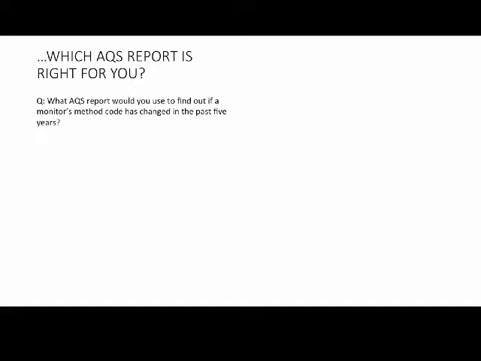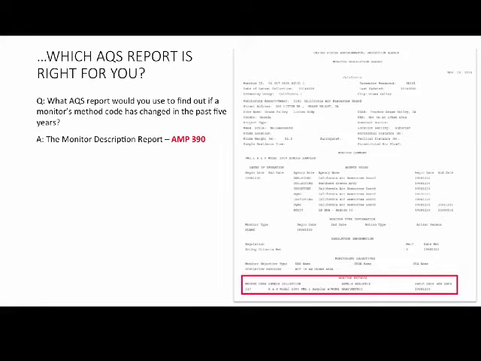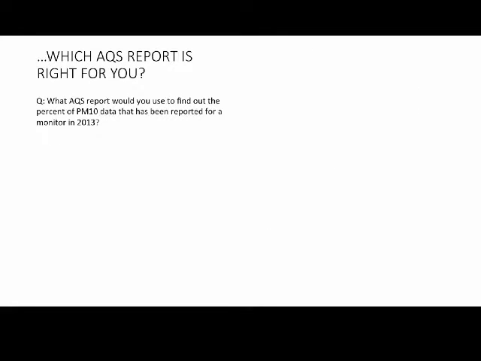Let's try to figure out which report would be used in a couple of different scenarios. So let's say that you have an incorrect method code. Where would you go to find out what method code is being used for that monitor? What kind of AQS report would you use? Anyone want to take a guess? I heard monitor description report. Yes, AMP 390. Okay. How about if you had a data completeness question? What kind of report would you look at for that? AMP 430, you got it.